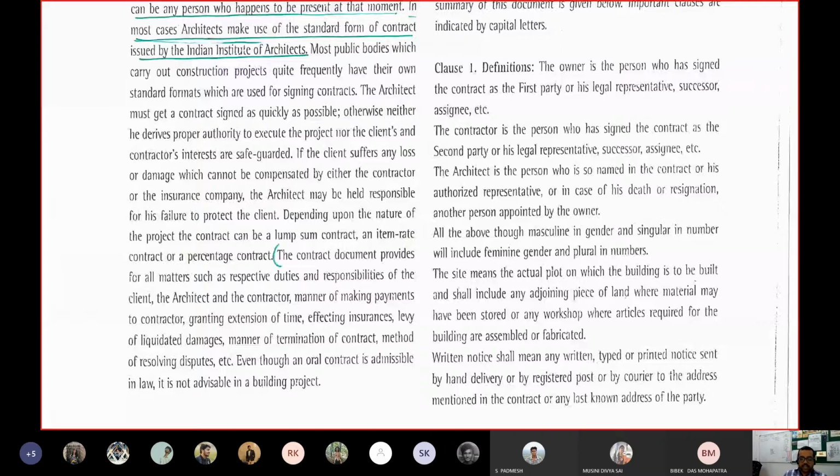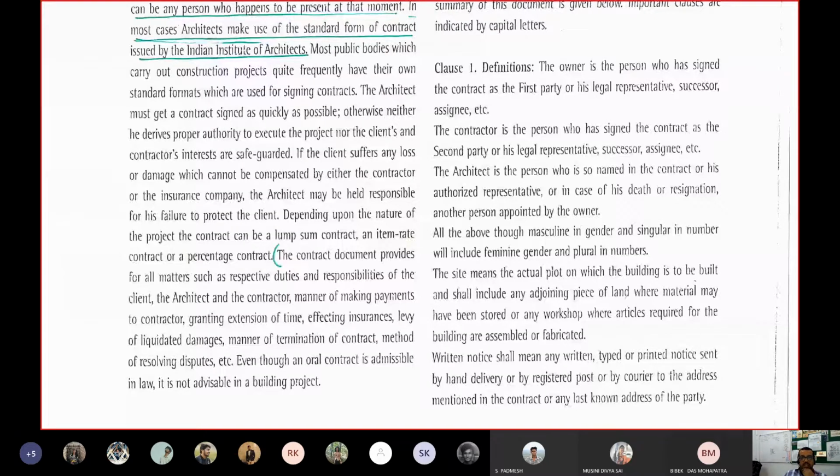And since it is an agreement, there might be chances of disputes. So what should be the method of resolving the dispute should be mentioned in the contract document. So even though an oral contract is admissible in law, it is not advisable in building projects, because I am sure all of you have seen lots of projects where a mere oral or verbal agreement is not helpful in solving a problem at a later phase. So better always go for a written contract.